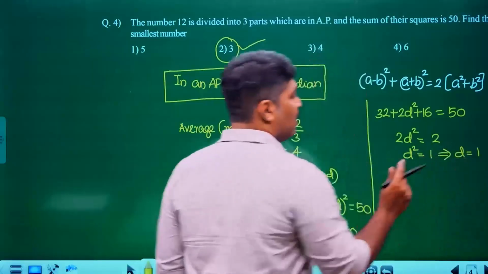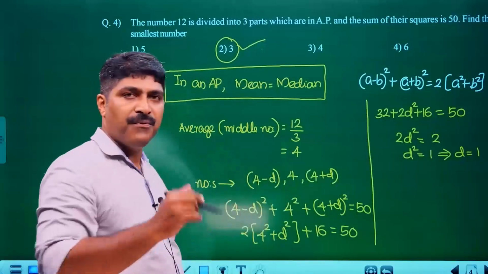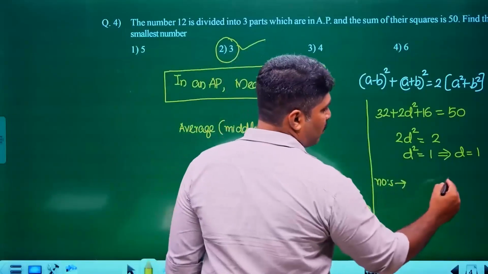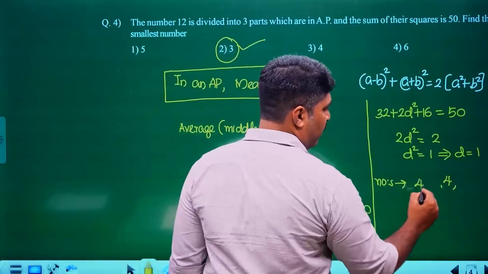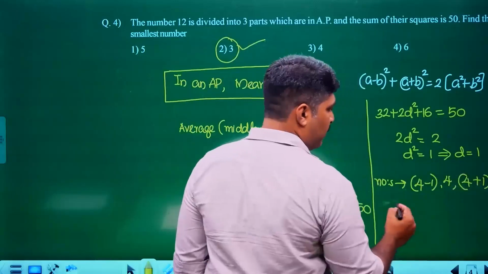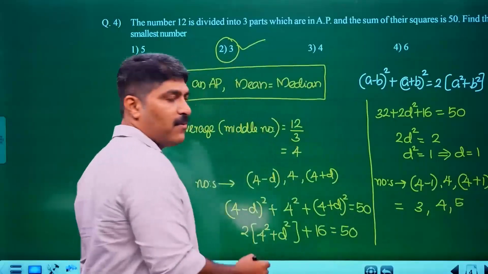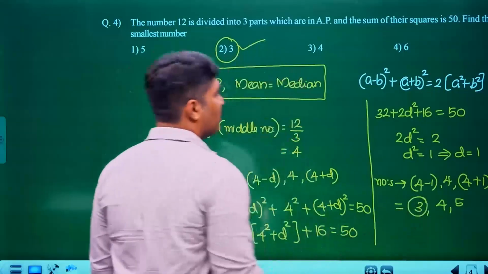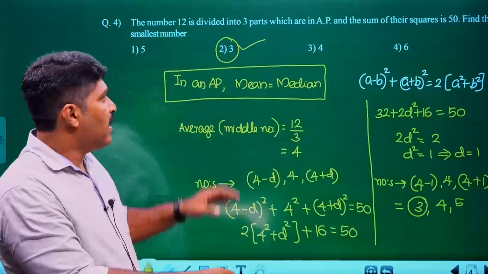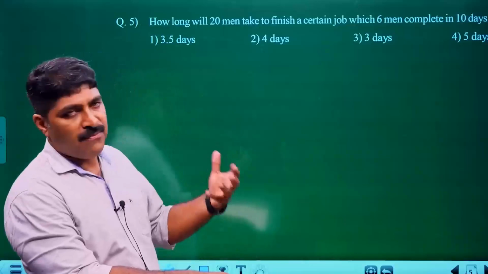Got it? If d equals 1, what we assumed as these three numbers, that is 4 minus d, 4, 4 plus d. Therefore the numbers are: the middle value is 4, its preceding value is 4 minus 1, its succeeding value is 4 plus 1. Hence the numbers are 3, 4 and 5. We need to find the least among them, that is 3. So option 2. But we know that is time consuming. Instead of doing that, our first type of approach is a suitable one. While observing the numbers itself, we can easily catch it.